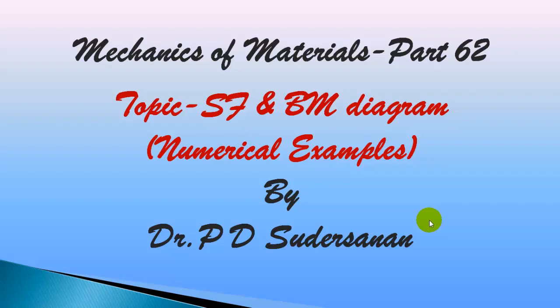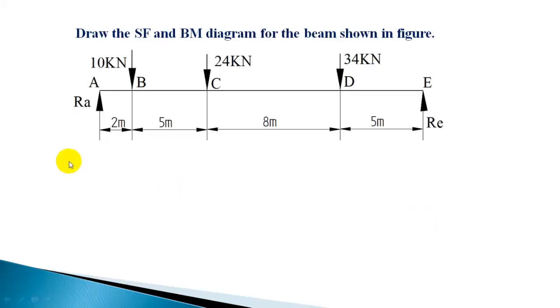In today's class, I'll work out a numerical example to draw the shear force and bending moment diagram. Now let us consider a beam subjected to point loads like this. So there are 3 point loads acting at B, C and D. And direction of support reactions are already shown. Both the end supports are exerting vertically upward force.